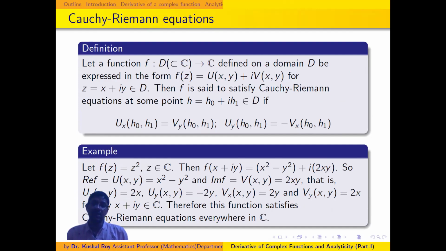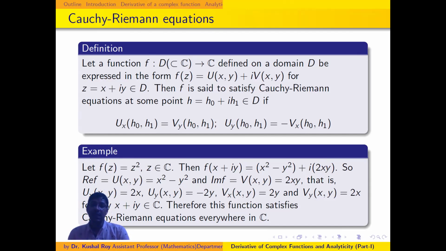Now, Cauchy-Riemann equations. A function f defined on a domain D is expressed in the form f equal to u plus iv, where u is a two-variable function of x and y, and similarly v is a two-variable function of x and y. This u function is a real valued function. v is also a real valued function. Here x and y are the real and imaginary part of z, that is z equal to x plus iy. So these u and v are two variable functions, that is multivariable functions.